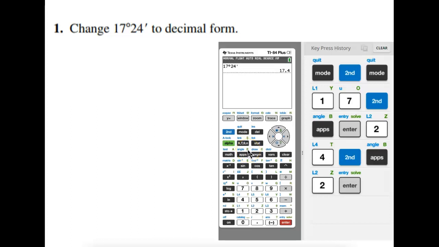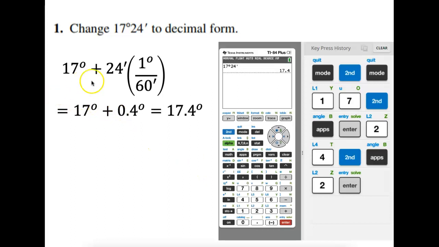So we make sure our mode is set for degrees, and then we go to 17, type in the number 17, and then second apps, which is this angle, and enter. And then we're going to choose choice number 2, I think, is degrees. And then we're going to type in the number 24, and then go back to second angle, or apps, and then that's going to give us 4. Now, that's the way we do it in the calculator. If we were doing this by using the conversion facts, we get the same thing, 17.4 degrees. So you're welcome to do it either way, with the conversion facts or to use the built-in conversions in your calculator whenever you're making these changes back and forth.